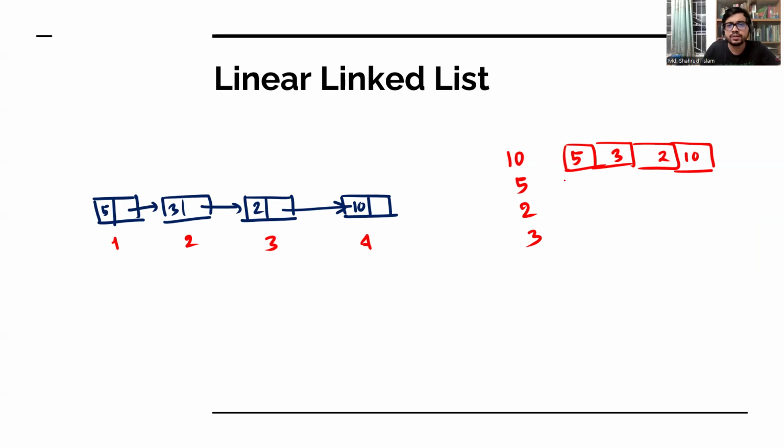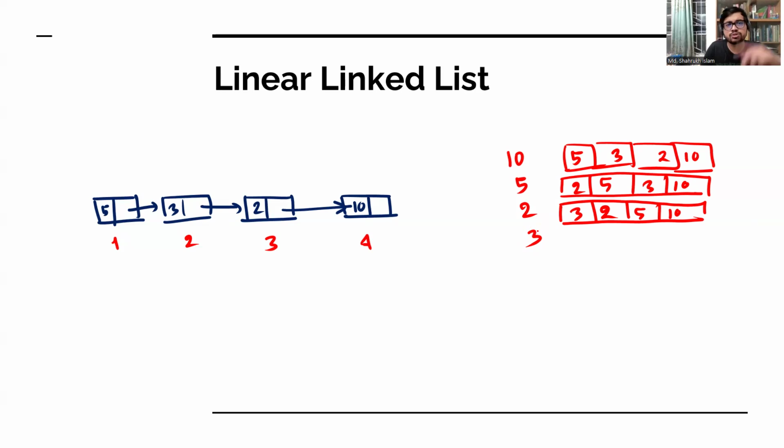So this is constant time. After accessing 5, if our list looks like this, then accessing 2 will need just 1 unit of time, okay? Because 2 is in front of the list. After accessing 2, if our list looks like this, 3, 2, 5, 10, then querying for 3 will cost just 1 unit of time because 3 is at the beginning.